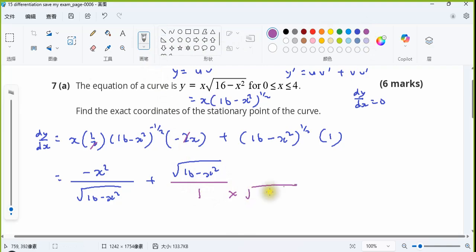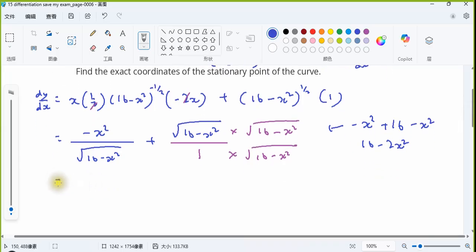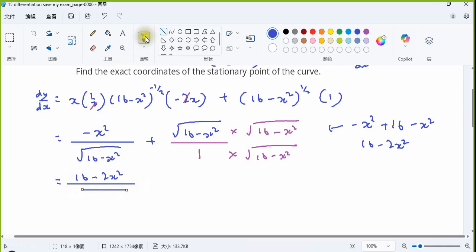So we multiply with this so that the denominators are the same. Then the upper part will be negative x squared plus 16 minus x squared, which is 16 minus 2x squared. So we have 16 minus 2x squared over the square root of 16 minus x squared.